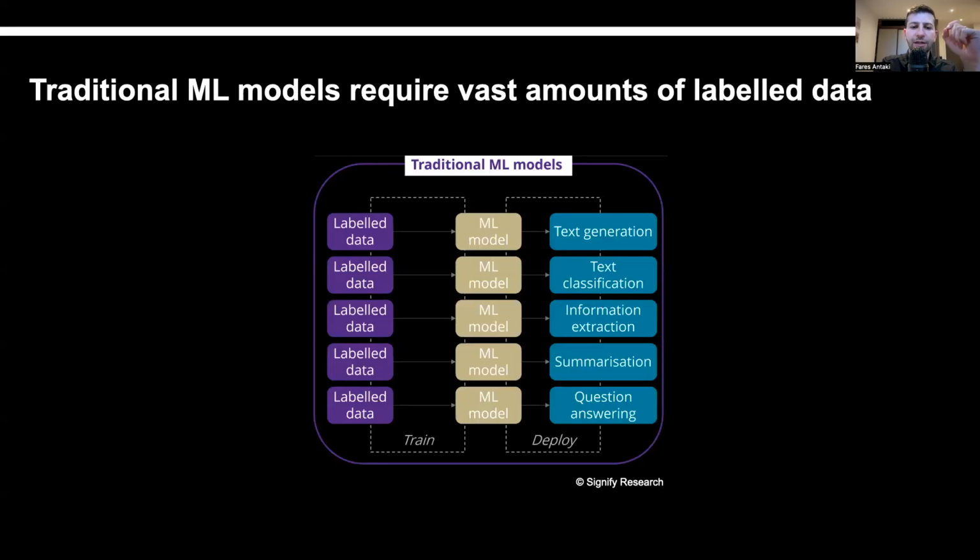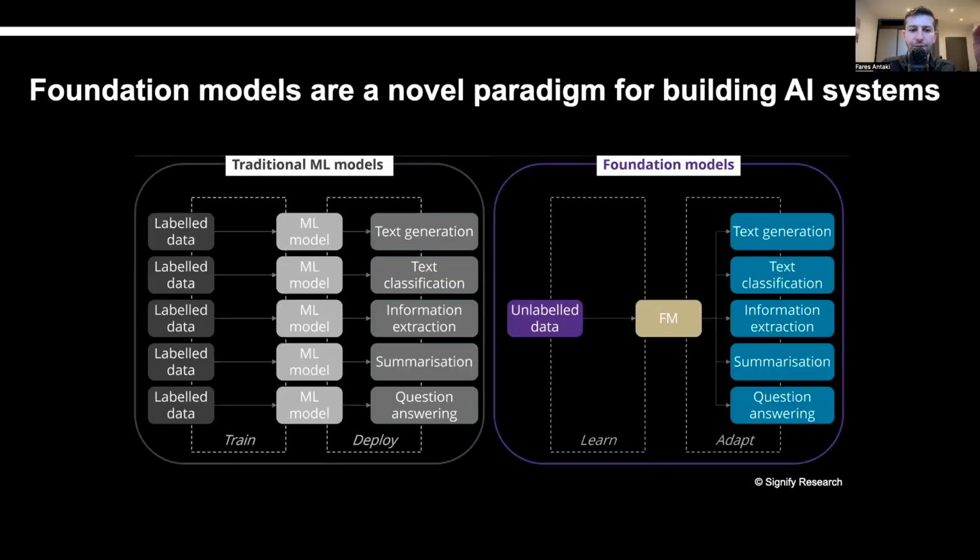We often think of AI models through the lens of supervised learning, where we train a specific machine learning model on labeled data and deploy it for a very specific task. For example, in the context of language, this can be text generation, text classification, or question answering.